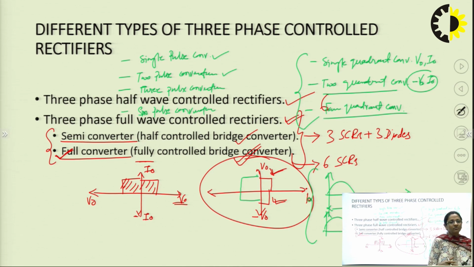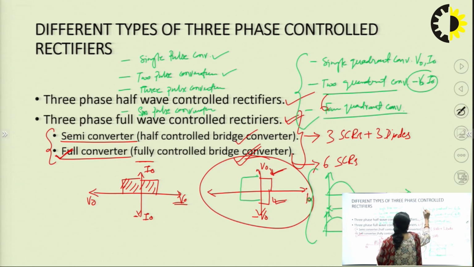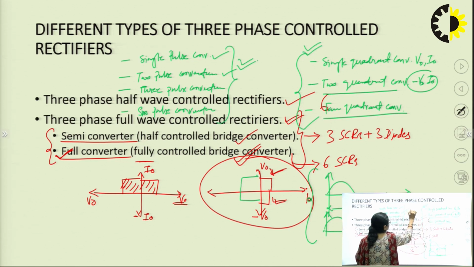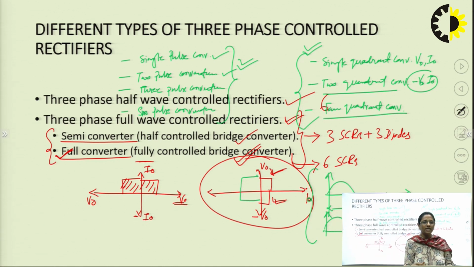So, whenever we discuss any type of converter, I'll discuss the operating quadrant and the number of pulses that we are getting in the output voltage as well. So, keep it in mind. Keep this classification in mind as well as this classification. We will keep on recalling them while discussing various converter circuits, right?